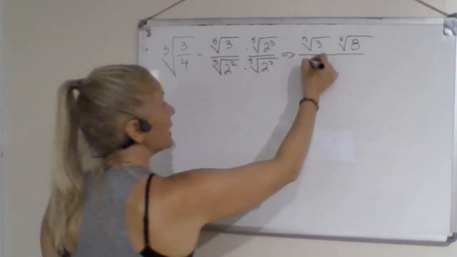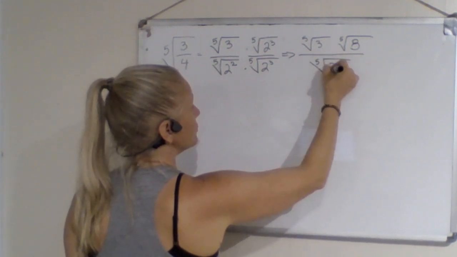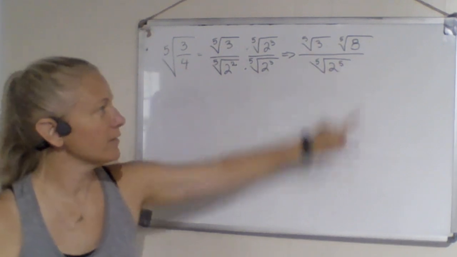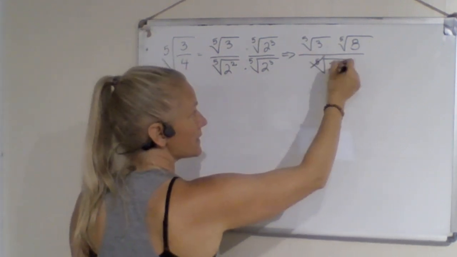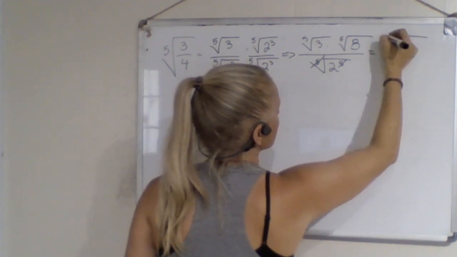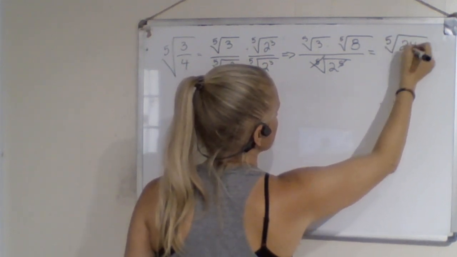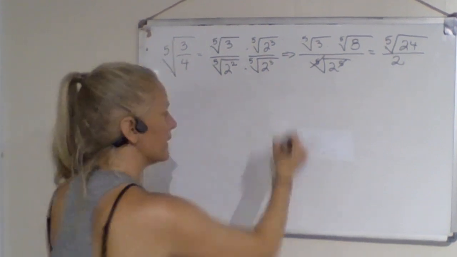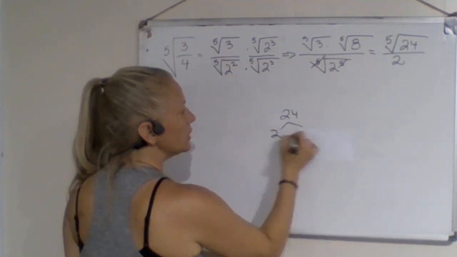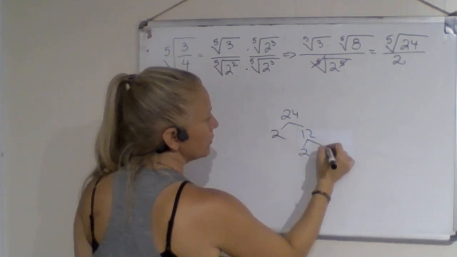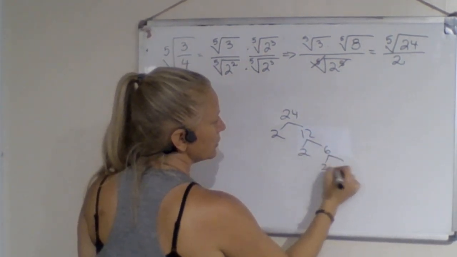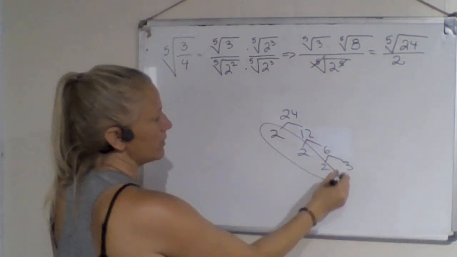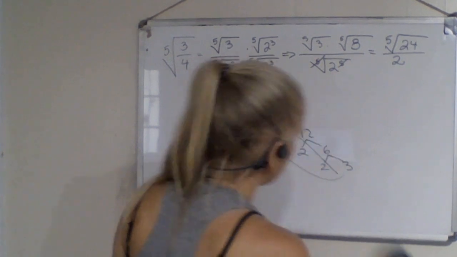The bottom becomes root 5 of 2 to the 5th power, correct? 2 plus 3 is 5. That's all I need. This cancels that out. This becomes root 5 of 24 all over 2. You cannot reduce anymore, and here's why. 24, 2, 12, 2, 6, 2, 3. I need 5 of a kind to pull stuff out. I only have 3 2s. That just doesn't reduce, okay?